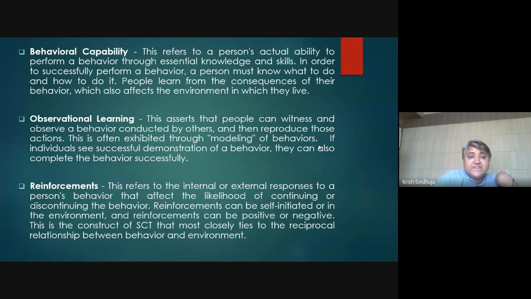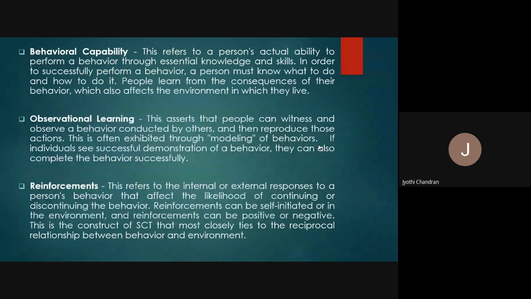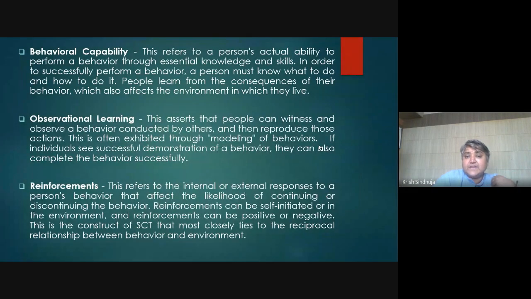Individuals see a successful demonstration of a behavior, and they complete the behavior successfully. So now, through observational learning, this is what happens with the teacher, with the mother, with a close friend, or with the grandparents, through modeling of the behavior. People witness and pick up behaviors that influence them.